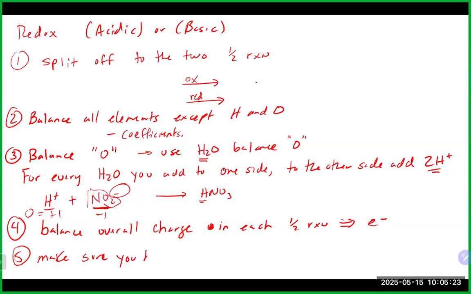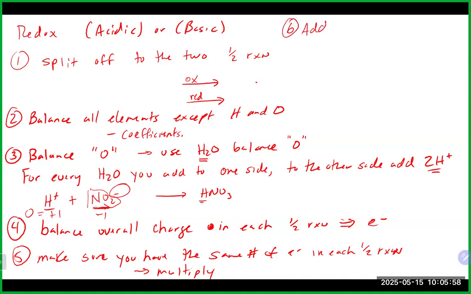you have the same number of electrons in each half reaction. And again, if you do not, then you may need to multiply by a common number. So the goal here is we're ready to add these back together. What you want to do is make sure each half reaction has the same number of electrons. Again, if it doesn't, it may require you to multiply one half reaction by a number or both. Once you've done that, you're going to then add both half reactions together.